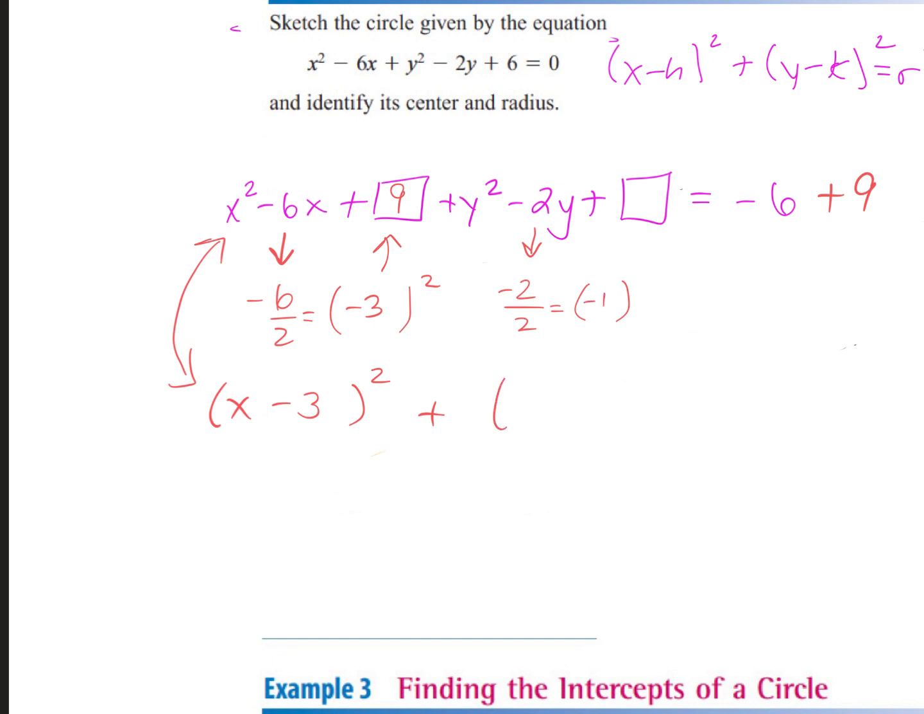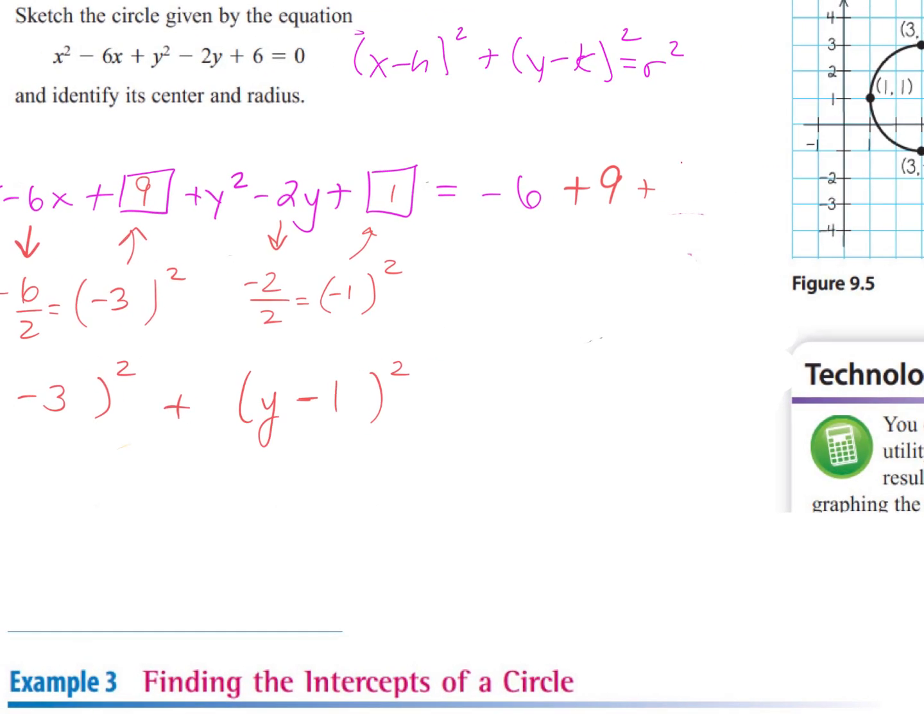So my parenthesis here is going to start with what letter? Y. What's going to go inside my parenthesis with it? Minus 1. And what do I do to that binomial? I square it. So when I square this, what is negative 1 squared? 1. And then what you do to one side, you do where? To the other.